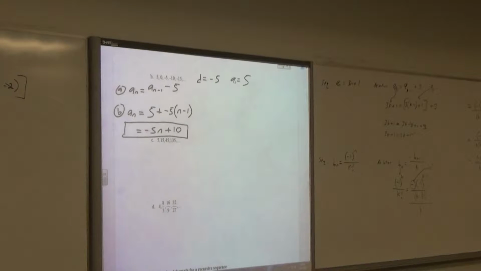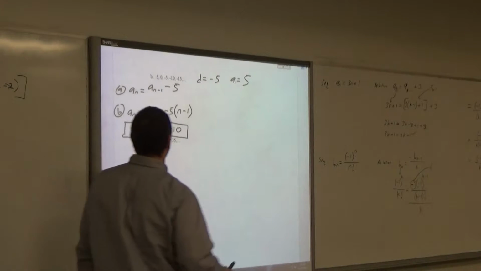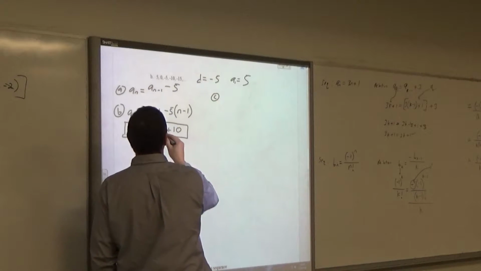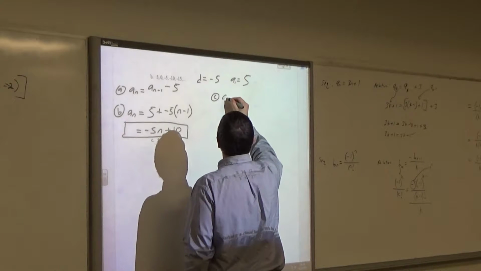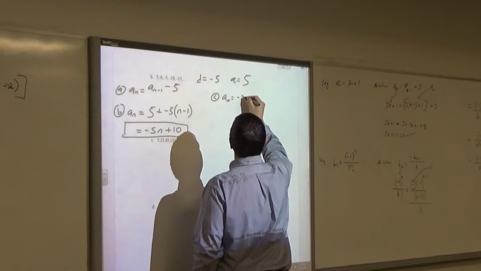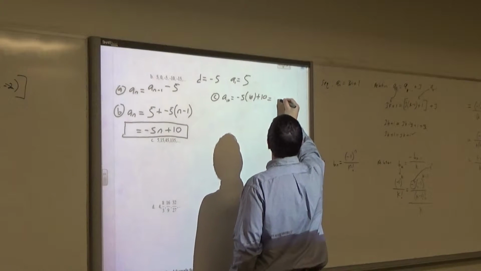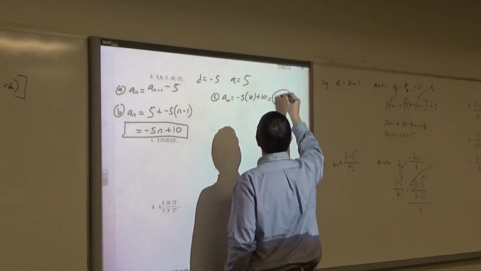If I wanted to find the 10th term in the sequence, just like I did in the previous problem, I could either do it recursively, or I could just stick 10 back in for n. So that would be A sub 10 is equal to negative 5 times 10 plus 10. And I think we end up with a negative 40. Is that correct, guys? Sure, why not?